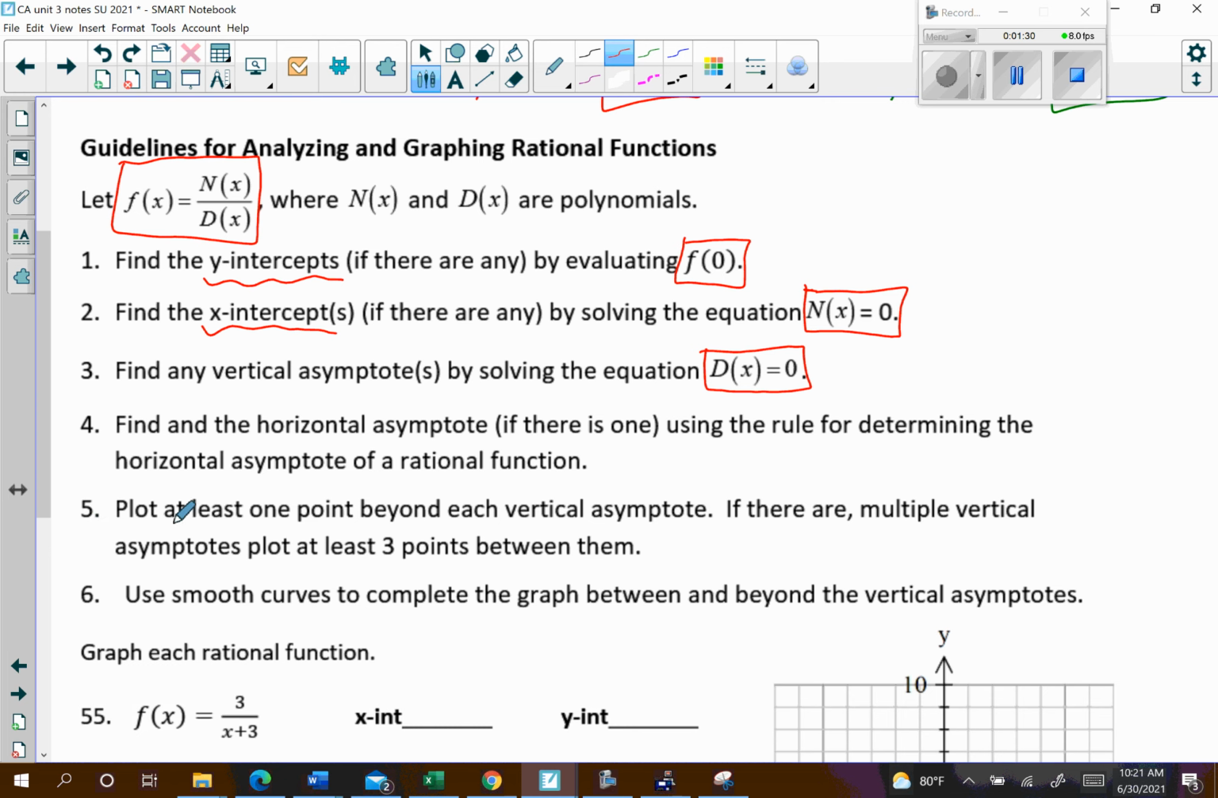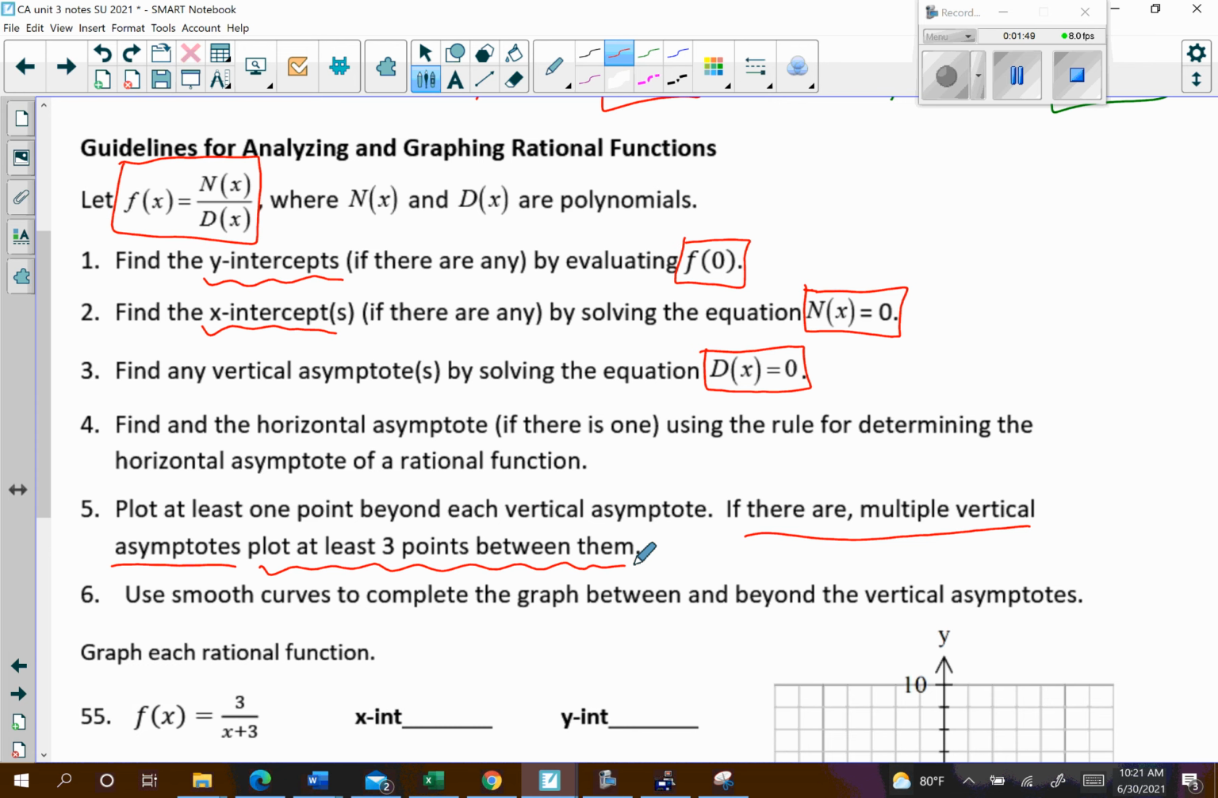Then step five, we're going to plot some points beyond each vertical asymptote. So wherever you see a vertical asymptote, you want to make sure you plot points beyond them. If there are multiple vertical asymptotes, then you need to plot at least 3 points in between them, and we'll see that when that comes up.